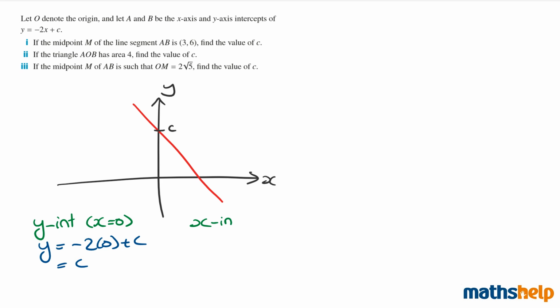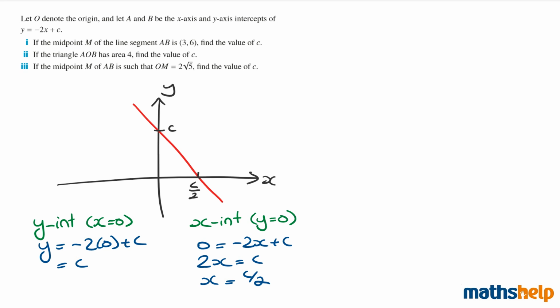For the x-intercept, we let y is equal to 0. So this is going to be 0 is equal to minus 2x plus c, which is 2x is equal to c, and solving for x, we get x is equal to c on 2. So our x-intercept is going to be c on 2.